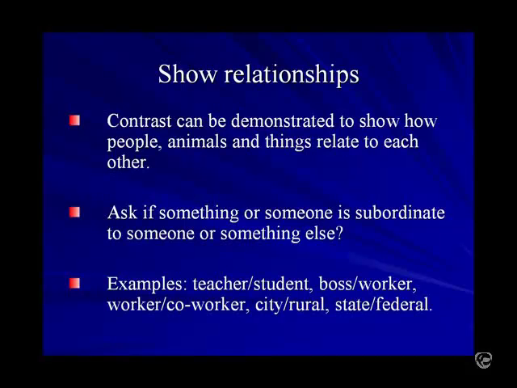Some transitionals show relationships. The contrasts can be demonstrated to show how people, animals, things relate to each other. Ask yourself if something or someone is subordinate to someone or something else. Examples are teacher, student, boss, worker, worker, co-worker, city, rural, state, federal. Notice that not all those examples, such as worker, co-worker, require a subordination to someone. There's more equal footing. The point is that these types of words show relationships.